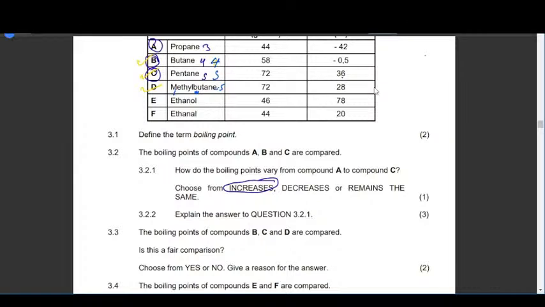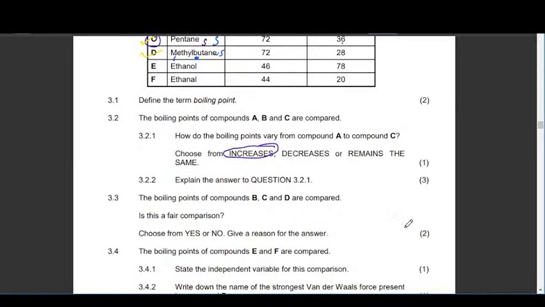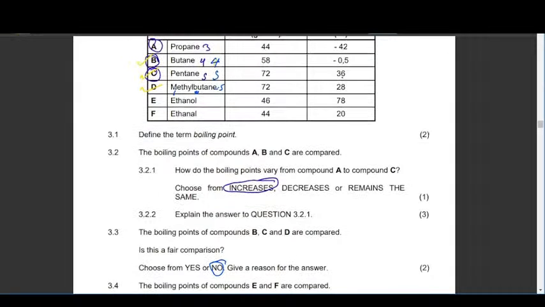So the answer becomes no. Is this fair? It's not fair. Why? Because 2 independent variables, 2 factors are changing. So we want to know what caused what. So therefore, no. Give a reason for your answer: because 2 factors are changing. That is the nature of the chain. This one is straight chain, and then the other one is branched.